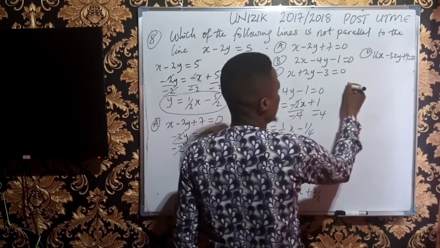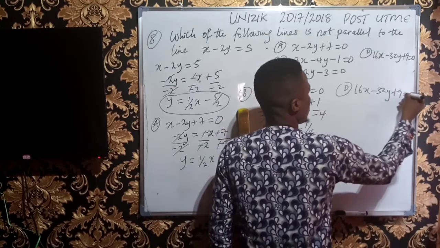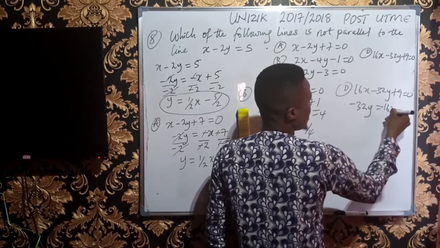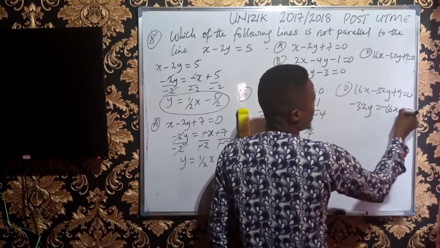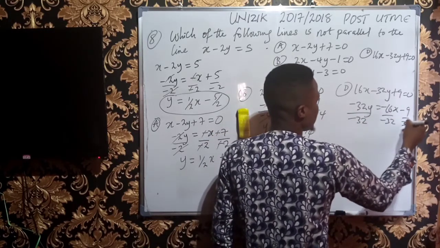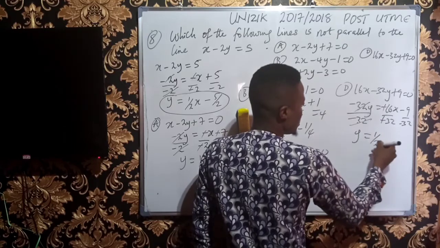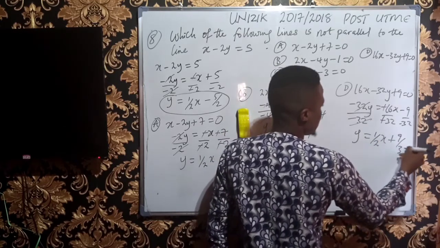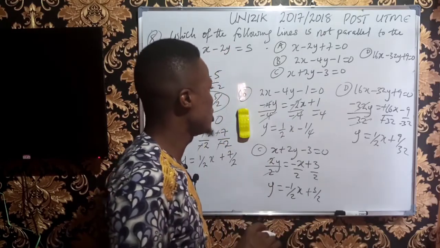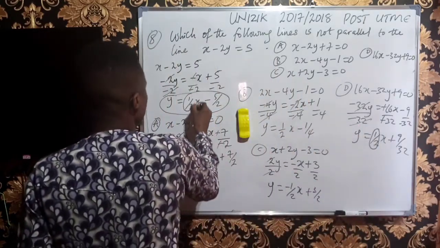I'll go to D, the last one, where I have 16x minus 32y plus 9 equals 0. So minus 32y equals negative 16x, then minus 9. Divide both sides by negative 32. Negative cancels negative, so we still have y equals 1 over 2x plus 9 over 32. Now, the gradient of every line is the coefficient of x when y is made the subject of the formula. In option D, I have 1 over 2, and the gradient of the given equation is still 1 over 2.